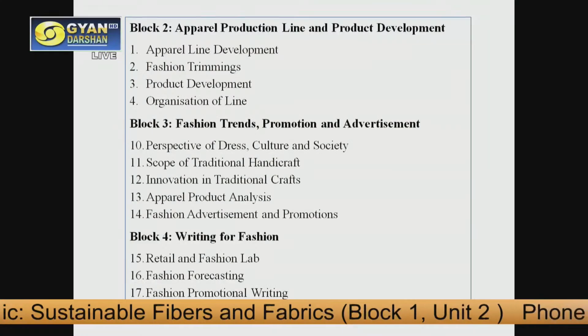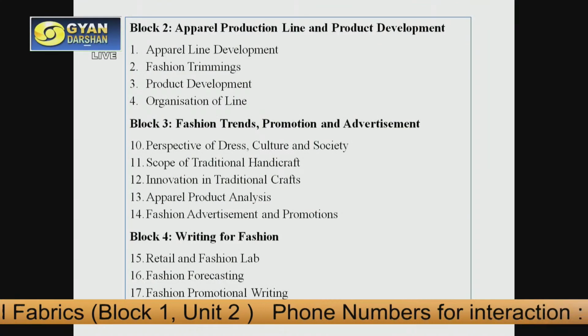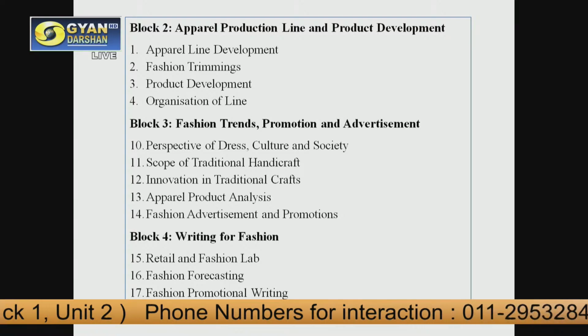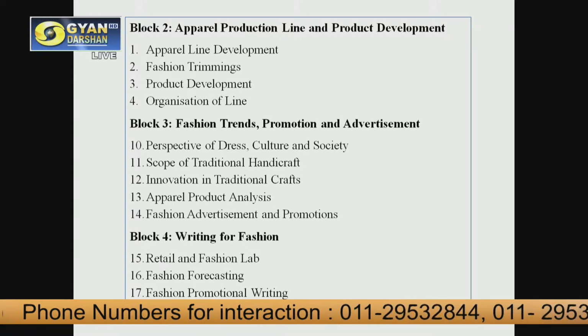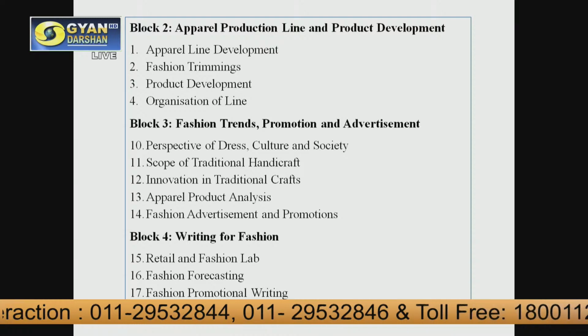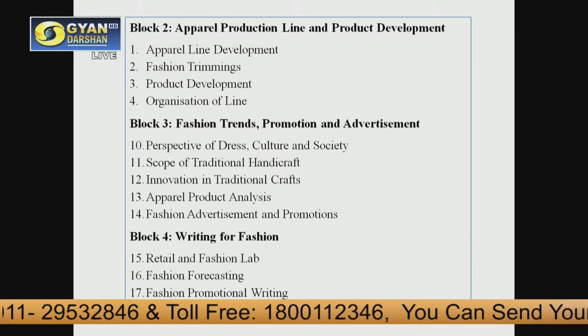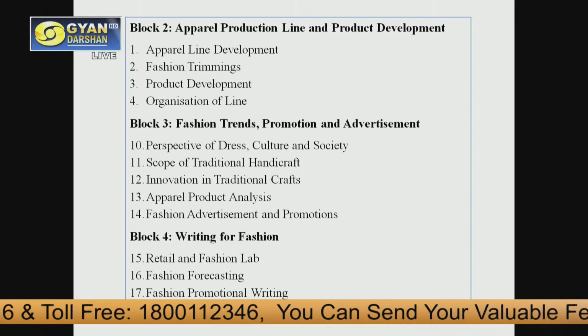Similarly, there are a total of 4 blocks that you have to study in this course, Textile and Fashion Retailing. Block 2 is about Apparel Production Line and Product Development, in which you have to study 4 units: Apparel Line Development, Fashion Trimmings, Product Development and Organization of Line.